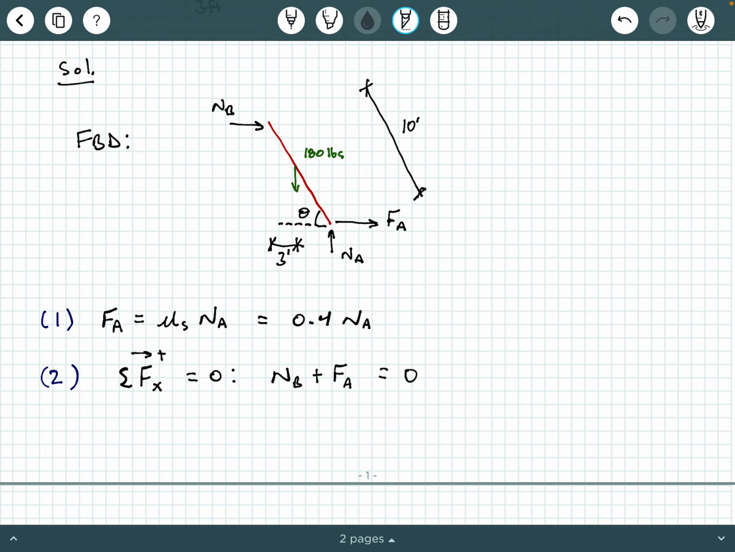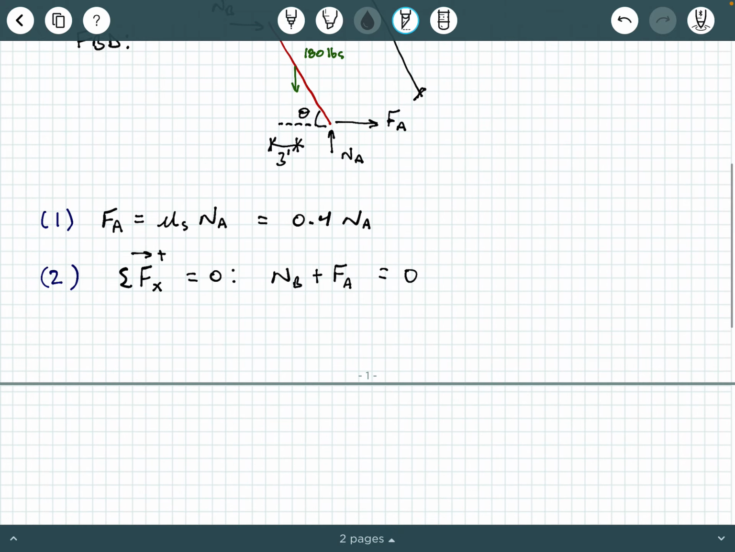All right, so we have this relationship. Let's move on. How about we say sum of the forces in the y direction equals 0. So our next equation, number 3, will be sum of the forces in the y direction equals 0. Call things pointing up positive. So here, what do we have in the y direction? Well, we have a minus 180 pounds plus NA equals 0.